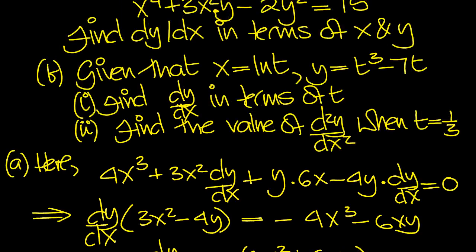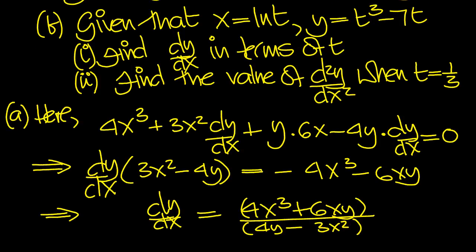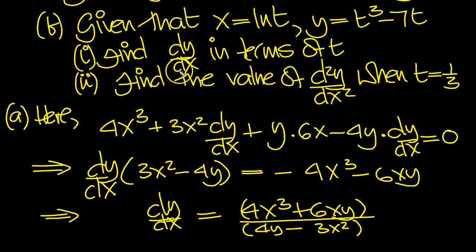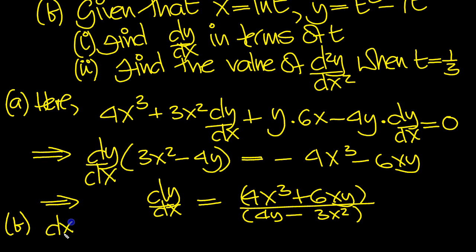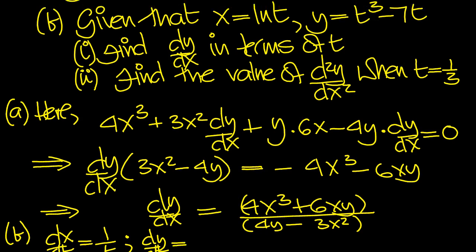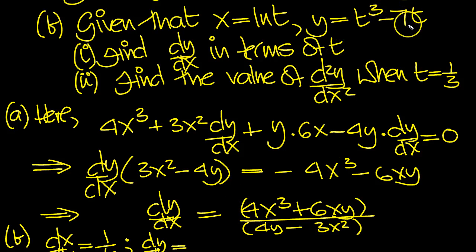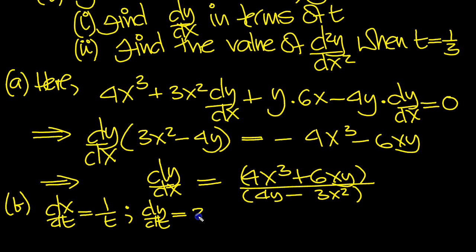So that was the first part then. Part B, x is log t, y is equal to t cubed minus 7t. Find dy/dx in terms of t. So let's do that then. So dx/dt, log t differentiates to 1 over t. dy/dt is equal to, we got t cubed, haven't we? 3t squared minus 7 is now 3t squared minus 7.